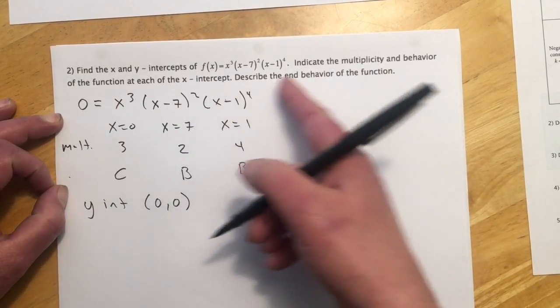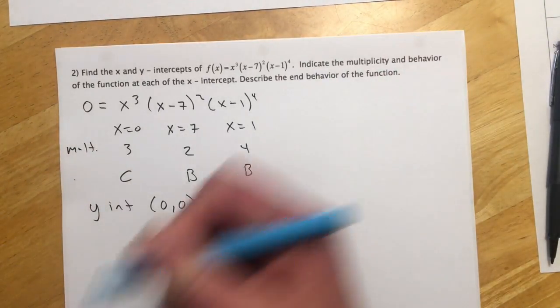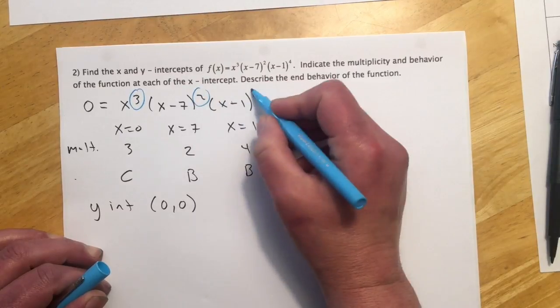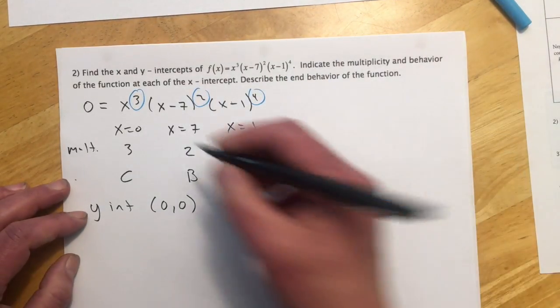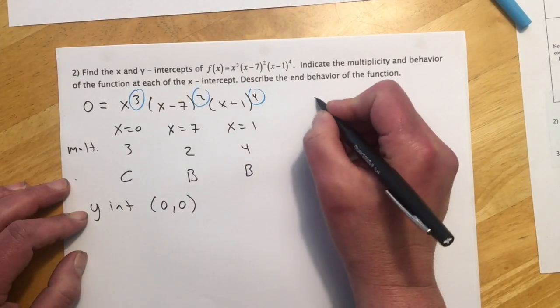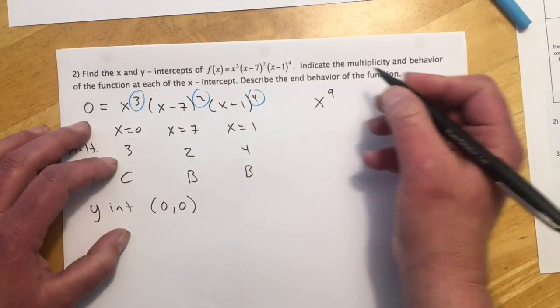And then the last thing is describe the end behavior. Remember, we can get the degree of the polynomial by adding the multiplicities. So that's here, here, and here, which is what I need to do to find the end behavior. There's no negatives on any of these x's. That makes it a positive x. And then 3 plus 2 plus 4 would be x to the 9th.